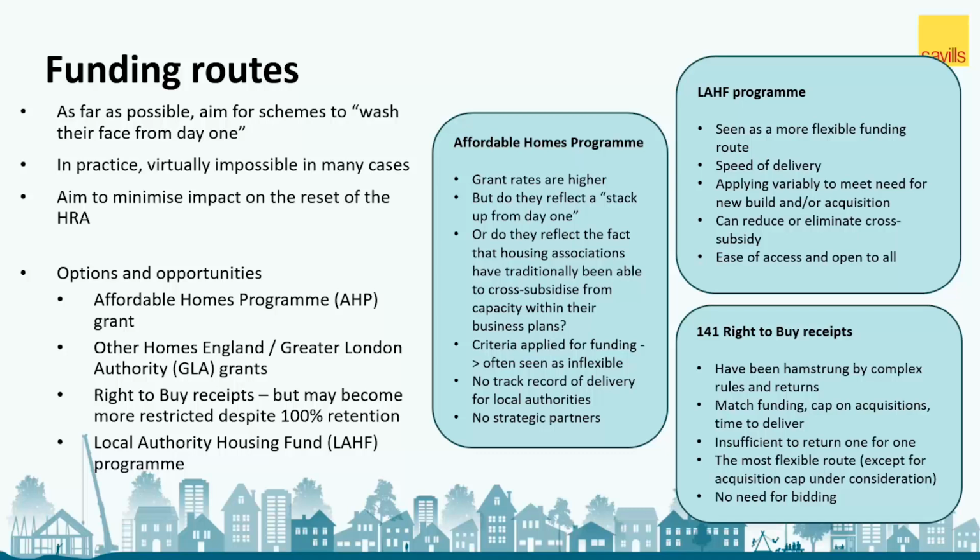So in the three boxes there, I've just got some opportunities to think about the relative positives and adverses and issues and factors affecting each of those funding routes. So AHP grant rates could be higher, but they do reflect a stack up from day one. But do they reflect a stack up from day one? In other words, we may be able to get social rents at 100 grand a unit or 80 grand a unit, but will that still be able to support a viability assessment? Do they reflect the fact that housing associations have traditionally been able to cross-subsidise from capacity within their business plans? The key here is, notwithstanding this is a Homes England webinar, Homes England grant rates may be better reflective of housing association ability to cross-subsidise than the fact that local authorities may not be able to.